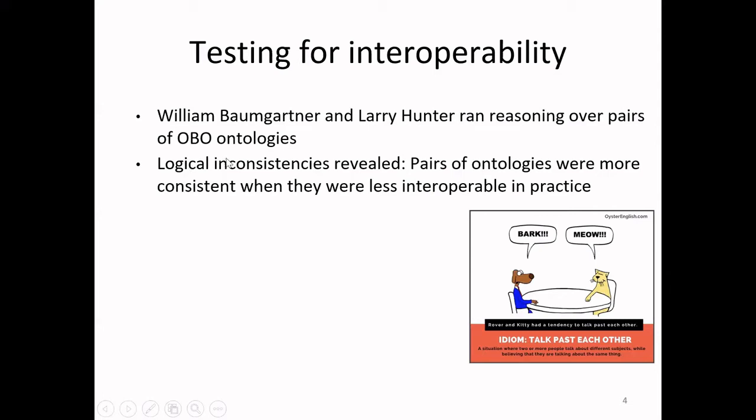And surprisingly, at first, the number of inconsistencies really showed that pairs of ontologies were more consistent if they were actually completely uninteroperable. And the reason for that is when you have two ontologies essentially talking completely past each other, not using any shared classes, they're going to be consistent, just because you're not making any statement in the same language.